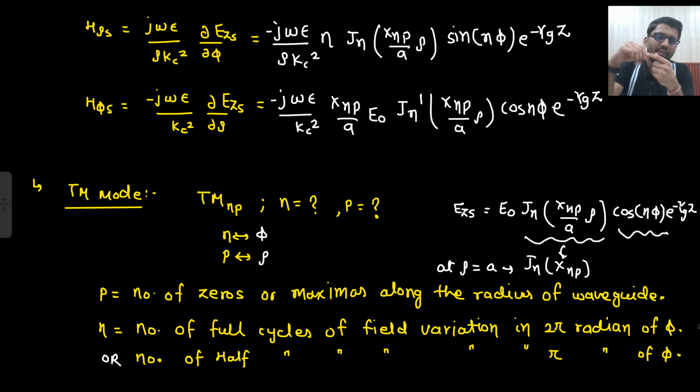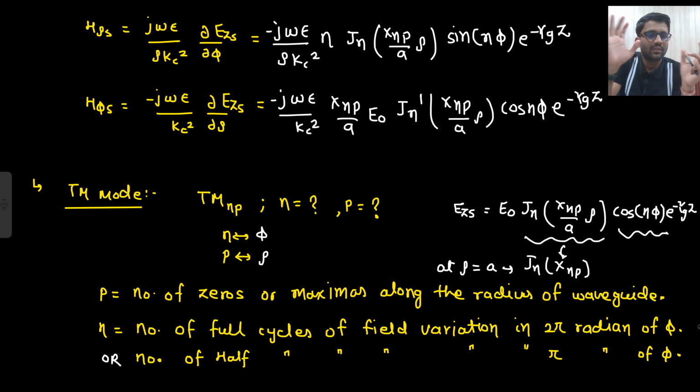And if they say that along the field radiation of 2 pi in your circular waveguide, you are getting 3 full cycles of field variation, that means the value of n is 3. And they can say that in the variation from 0 to pi, you are getting 3 half cycles. That means the value of n is 3.